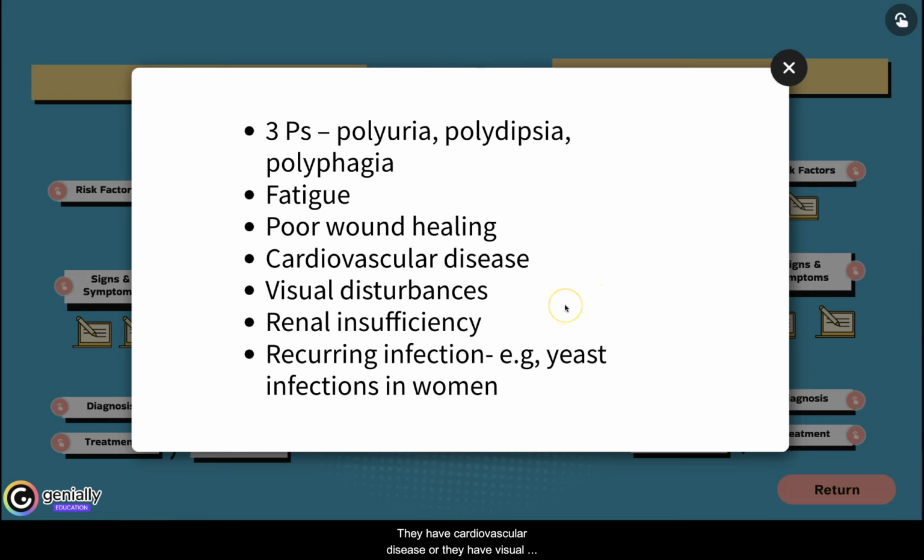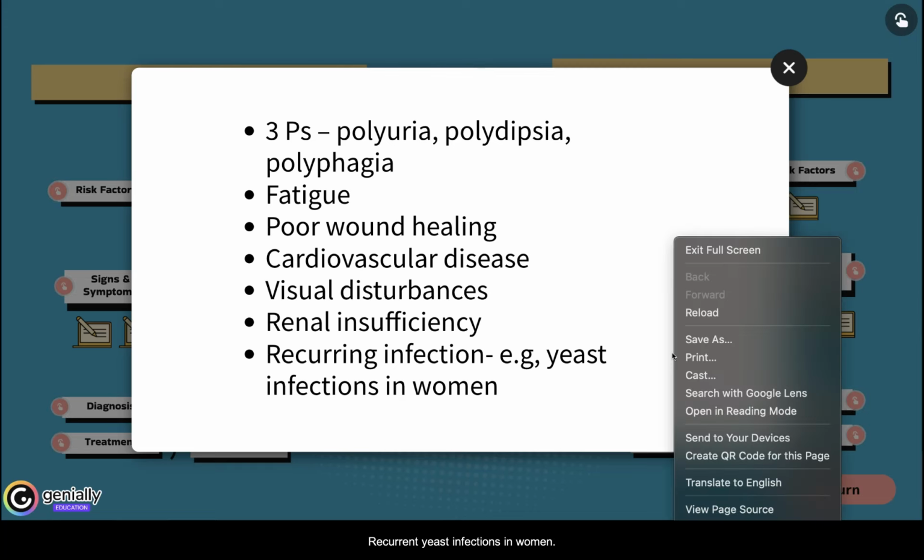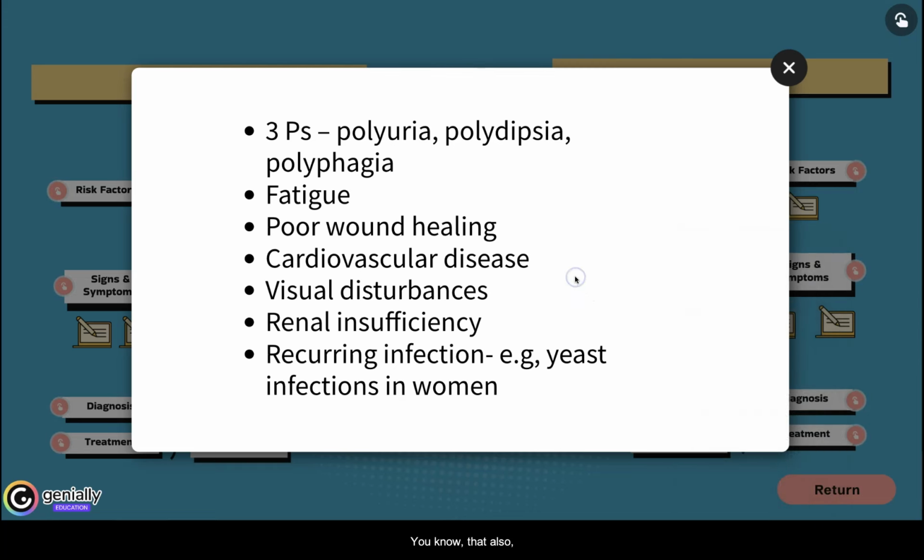They have cardiovascular disease, or they have visual disturbances. For example, one day they're like, oh my God, why do I have blurred vision? And then they find out they're type 2 diabetics. So that's the reason why they're listed here as signs and symptoms, right? Recurrent yeast infections in women also may be an indication of type 2 diabetes. So the classic symptoms are the 3Ps and fatigue.